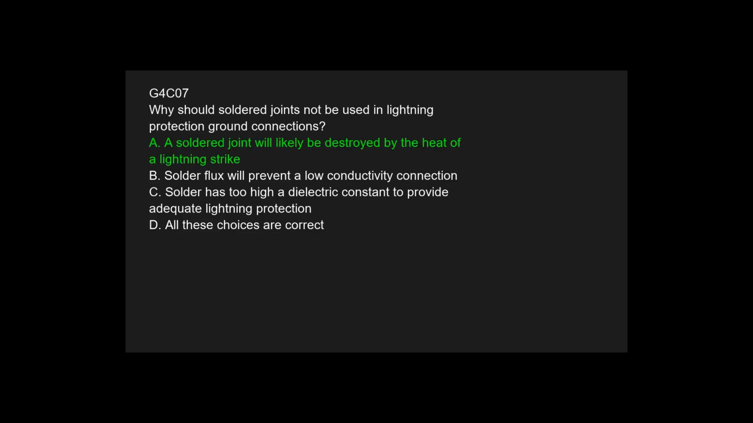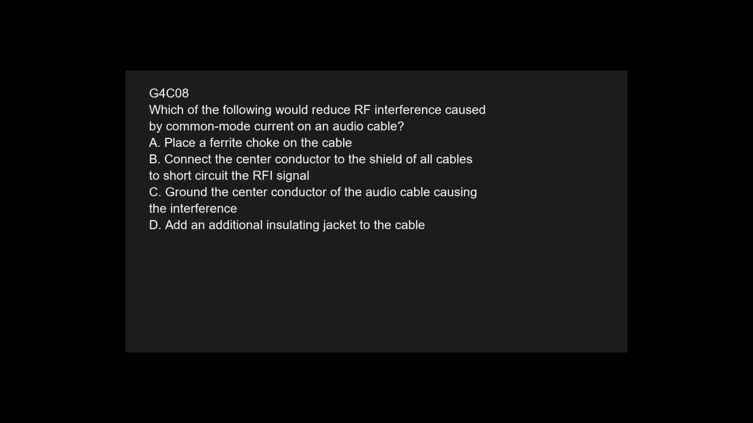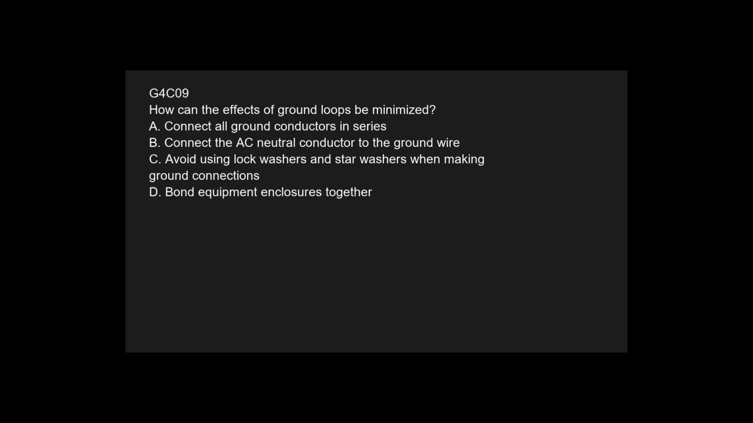The correct answer is A. A soldered joint will likely be destroyed by the heat of a lightning strike. Question: which of the following would reduce RF interference caused by common mode current on an audio cable? The correct answer is A. Place a ferrite choke on the cable. Question: how can the effects of ground loops be minimized?